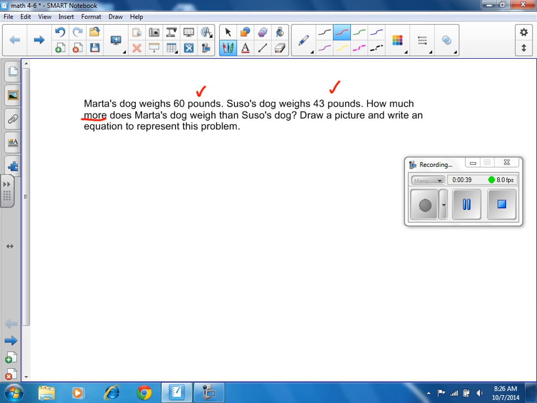All right, we have to look. What operation are we doing? How much more? Is that adding, subtracting, multiplying, or dividing? Well, we know that we're comparing one weight to the other, so it's subtraction. So here's how we'll draw our picture.